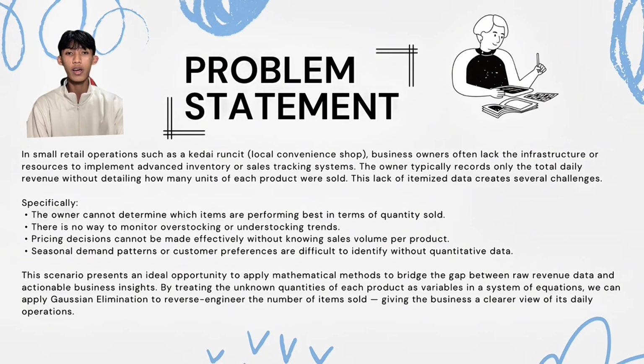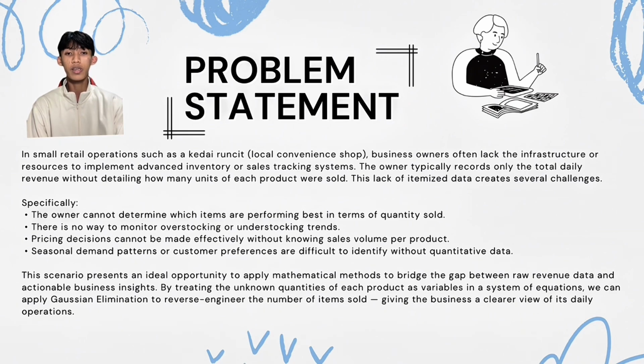This lack of itemized data creates several challenges. Specifically, the owner cannot determine which items are performing best in terms of quantity sold. There is no way to monitor overstocking or understocking trends. Purchasing decisions cannot be made effectively without knowing sales volume per product. Seasonal demand patterns or customer preferences are difficult to identify without quantitative data.